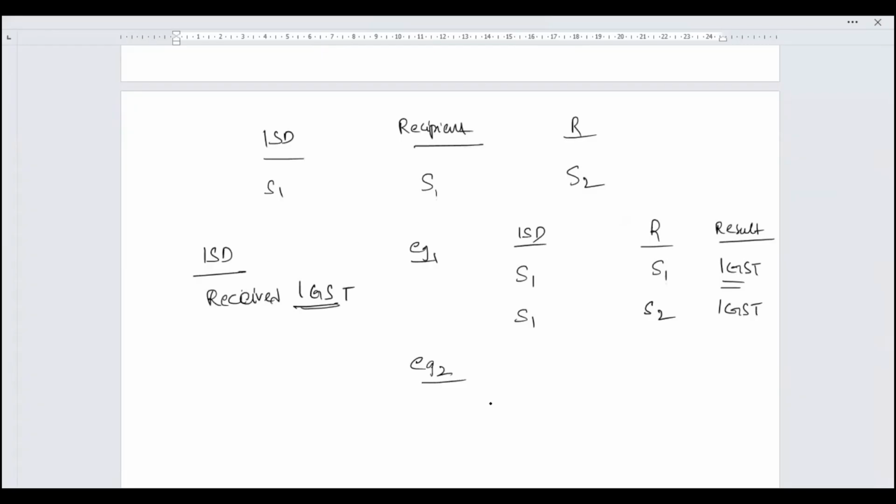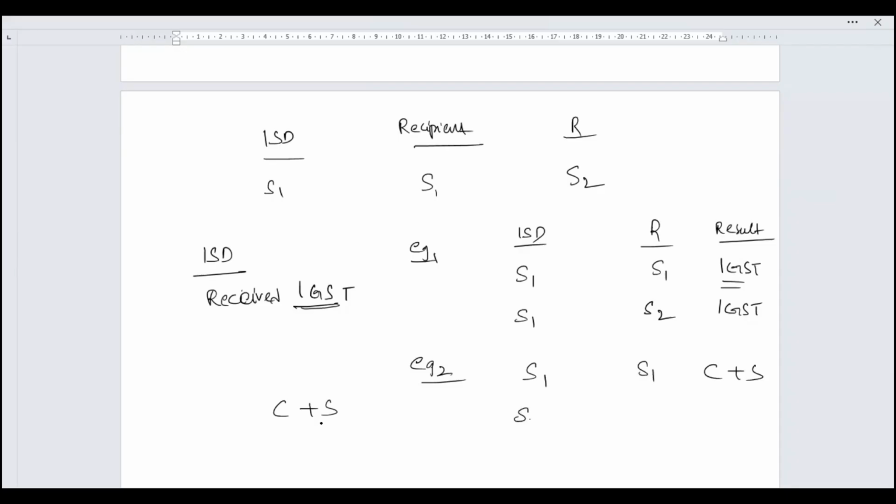My ISD has received CGST, SGST. If ISD is in state 1 and the recipient is in state 1, distribute as C plus S. Because you received C and S, give it to your state 1 as C and S.